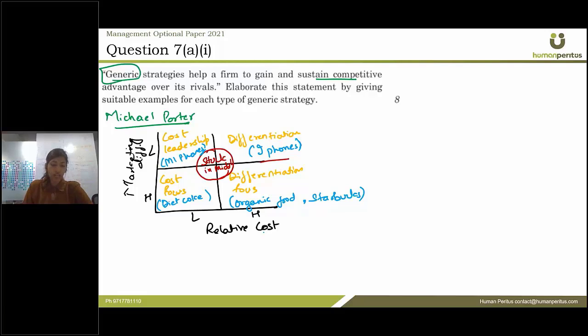So you can elaborate the statement by defining what Michael Porter's generic strategy is. You can draw the diagram and explain in one or two lines all the strategies that are there.